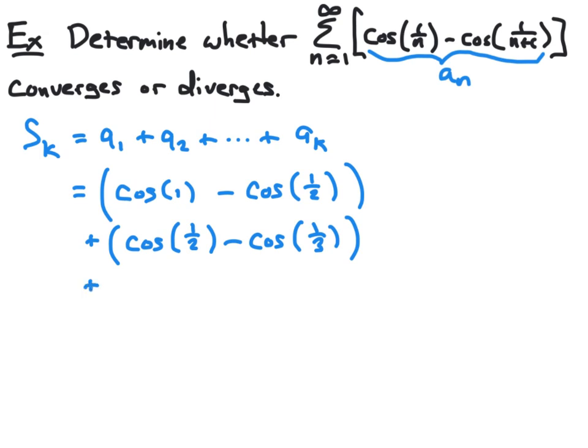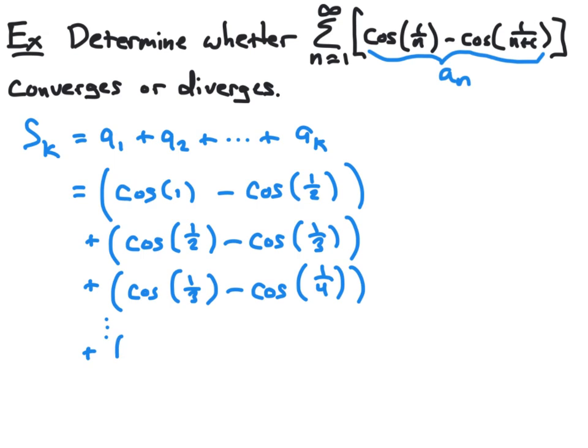We can go ahead and do a sub 3, which will be the cosine of 1 over 3 minus the cosine of 1 over 3 plus 1, which will be 1 over 4. And of course, this will continue. We'll add up all of these until the very end. We'll have a sub k, which will become cosine of 1 over k minus cosine of 1 over k plus 1.